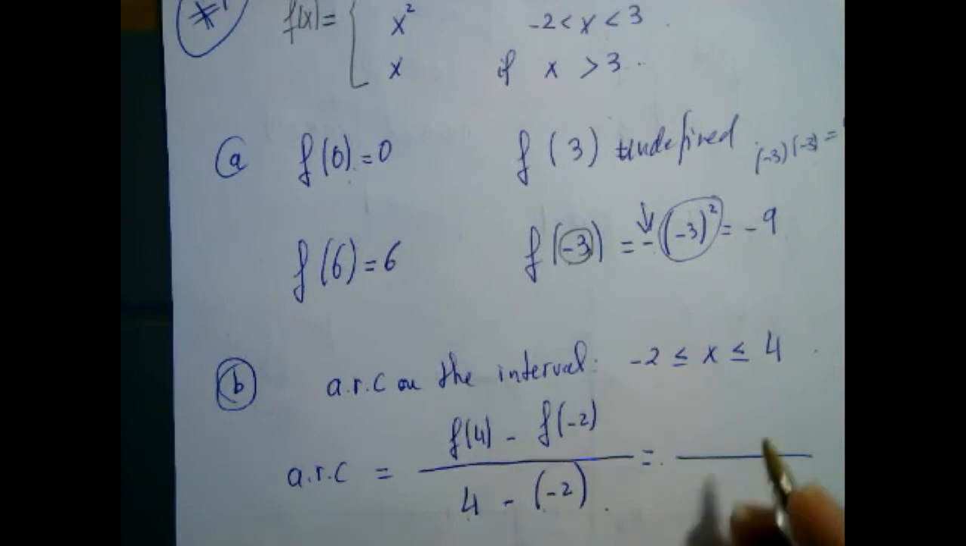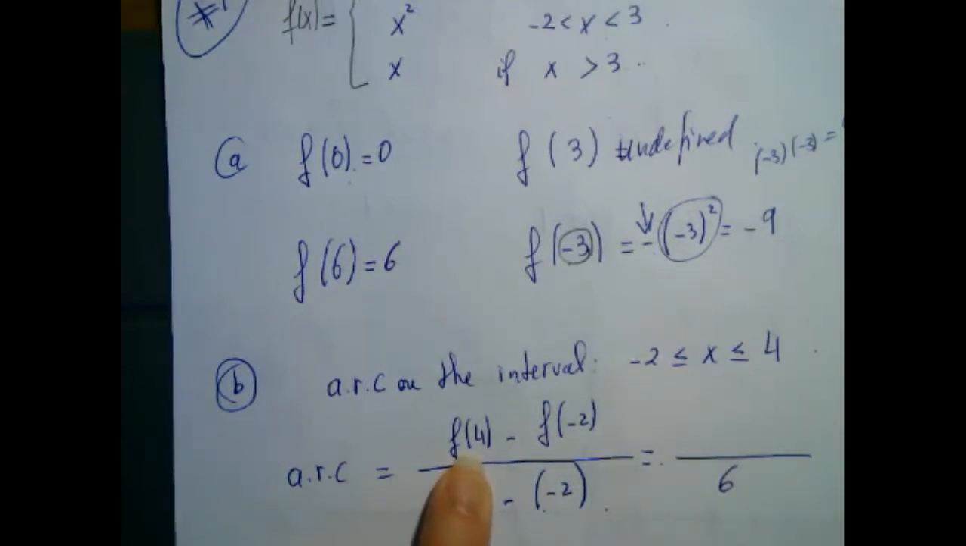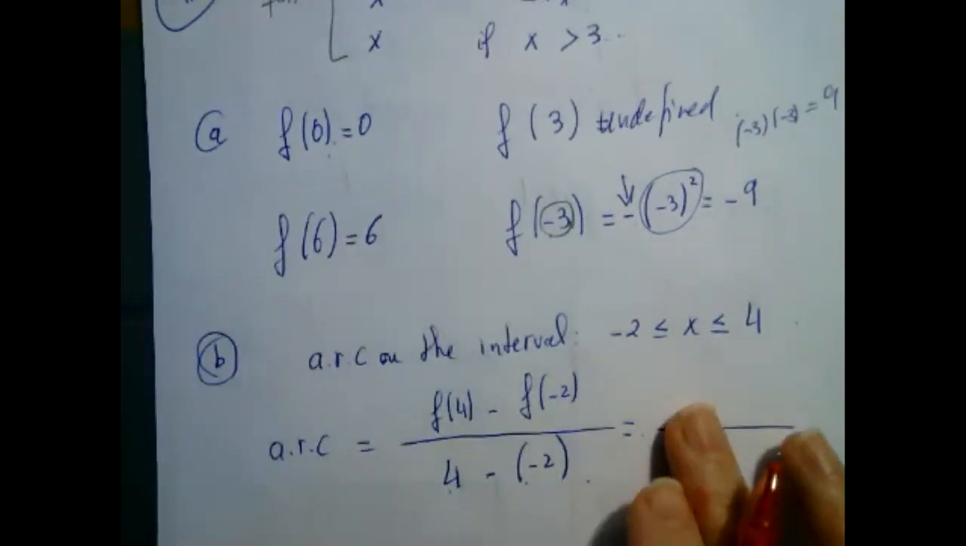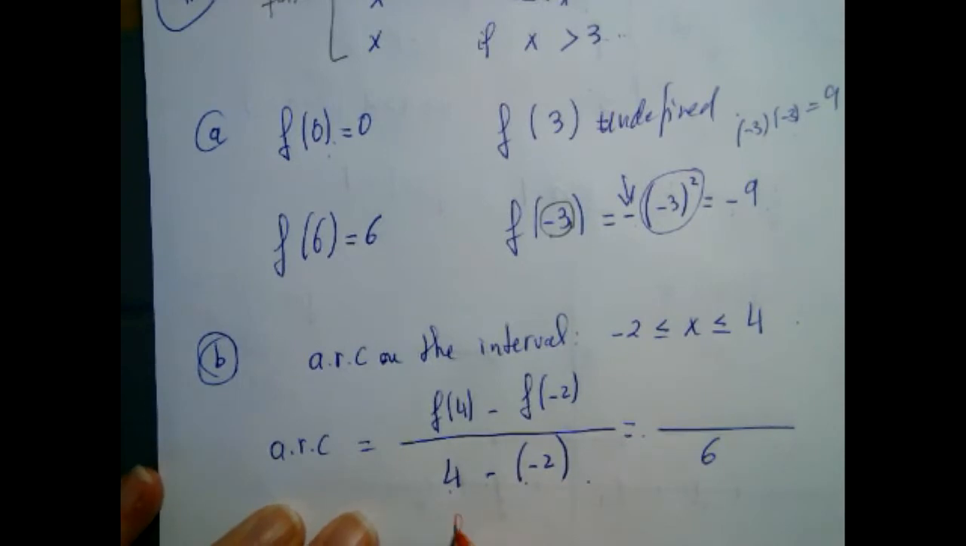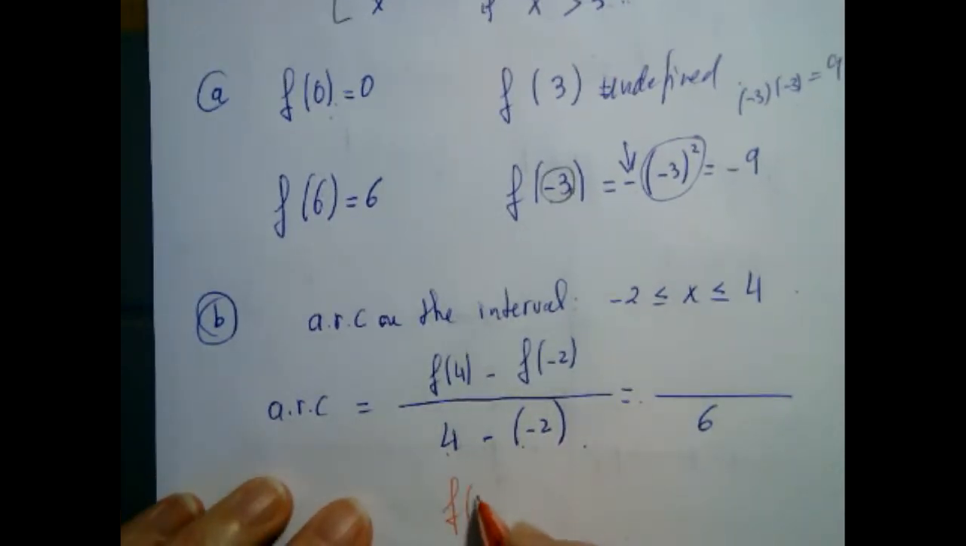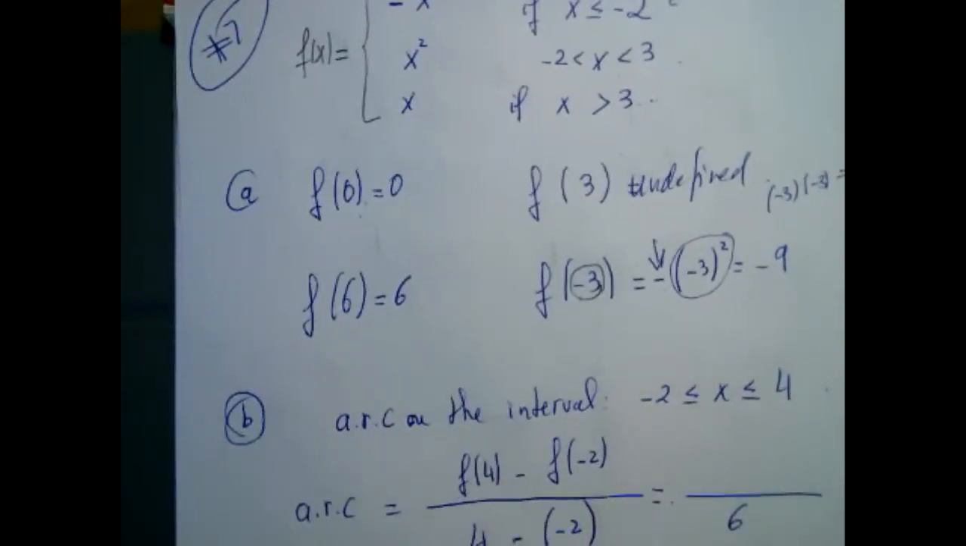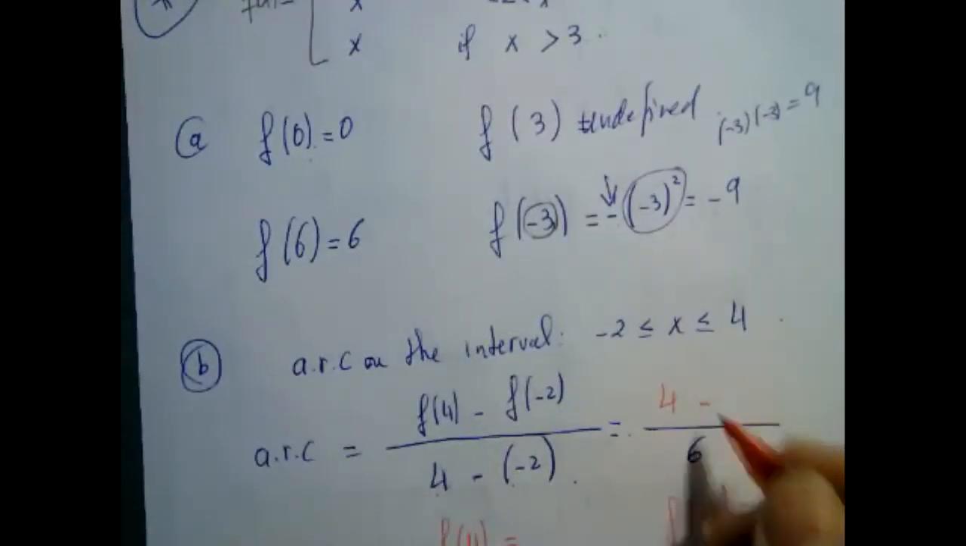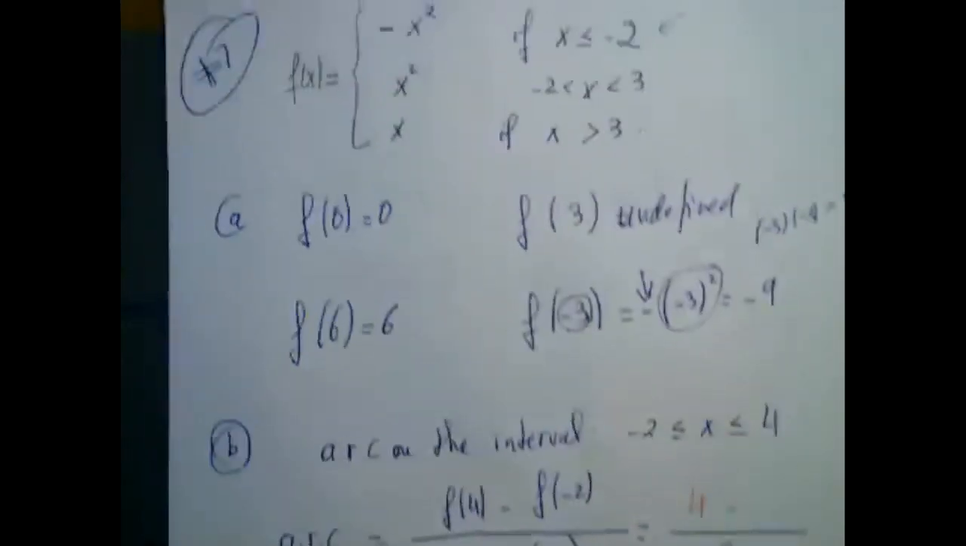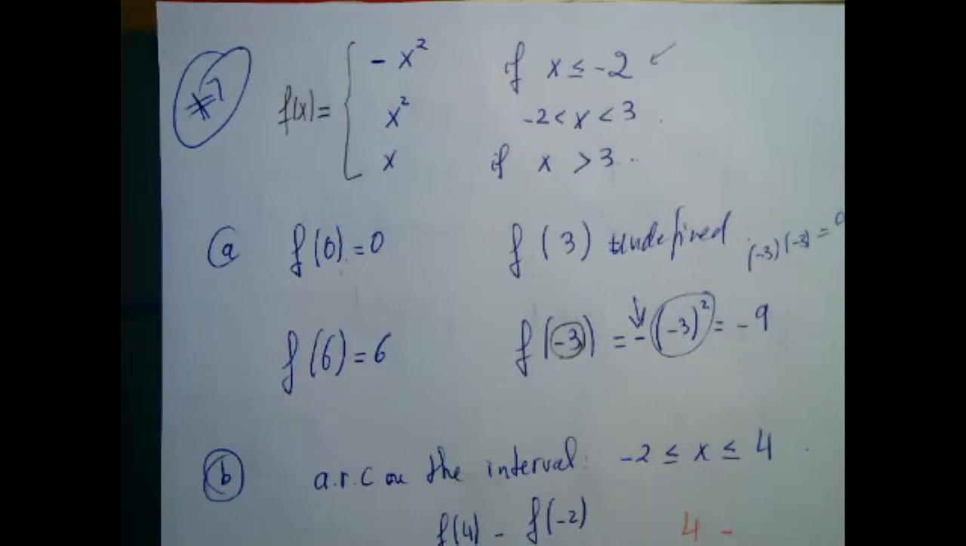Four minus minus 2, that's a 6. But then I need f of 4 and I need f of minus 2. So I will find those on the side. Okay, what is f of 4? Okay, f of 4 is 4. So let's take care of f of 4. Now what's f of minus 2?